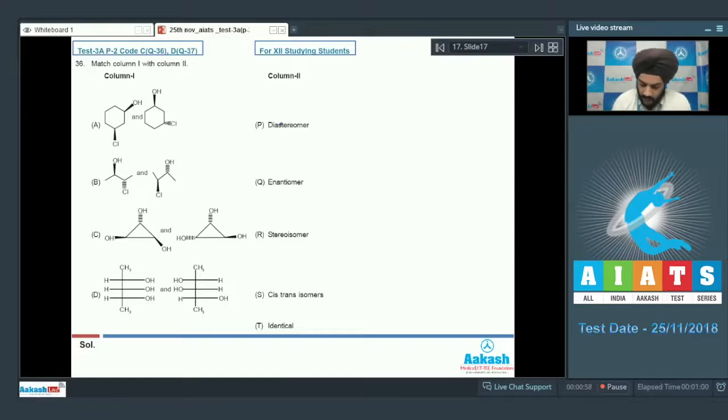So if you look at the A option now, the species given in option A are stereoisomers to each other, but they are diastereomers as the configuration at only one chiral carbon is different. Okay, so this is the cis and this is the trans species. So they are diastereomers. So A will be matched with P. They are not enantiomers. They are stereoisomers, yes. A will also be matched with R, and A will be matched with S as well. They are cis trans isomers.